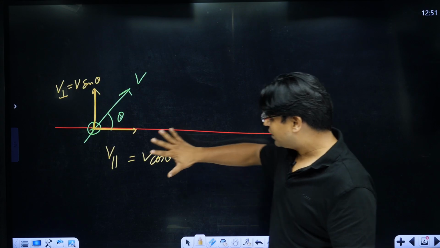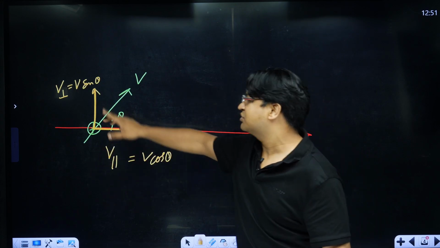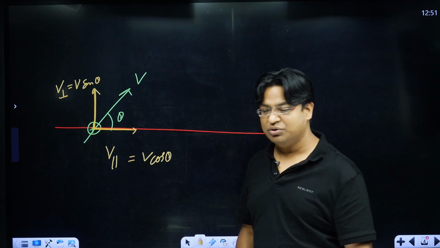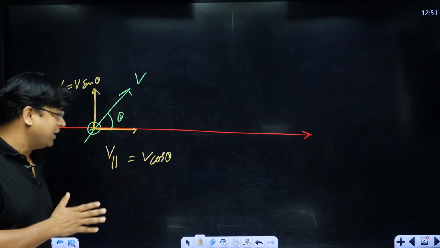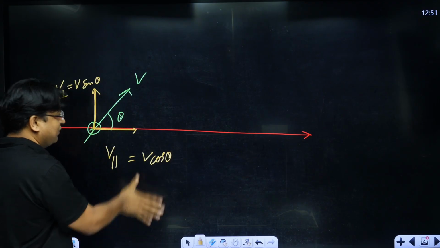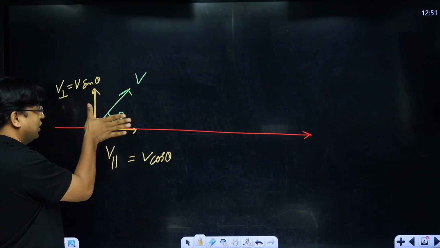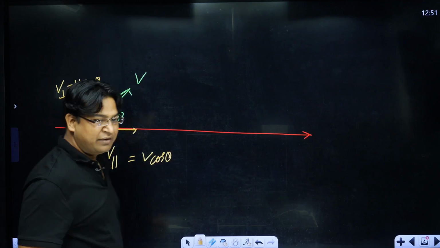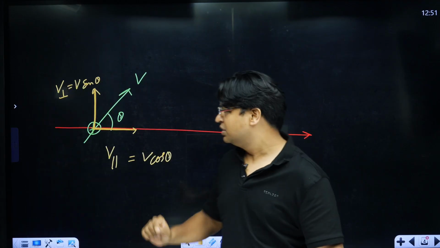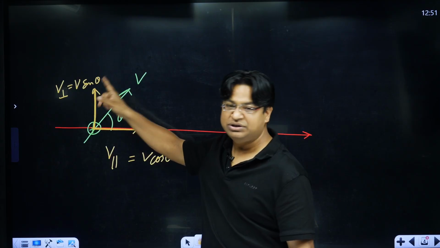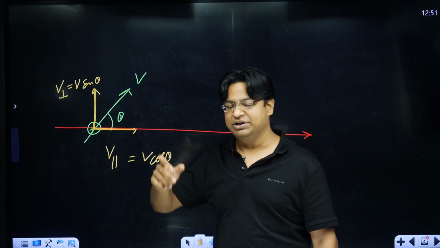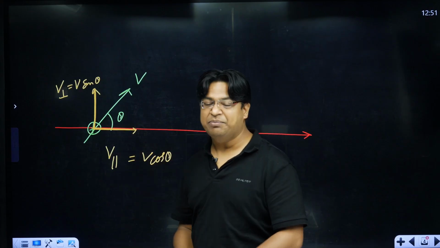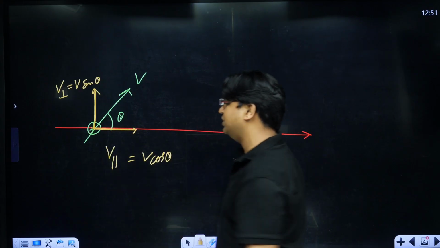Now suppose this is not there, and only this component is present, then what would happen? You will conclude, I hope, that the magnetic field is in this direction, velocity is in the upward direction, this V perpendicular, so it will experience an inward force, and we know that it has to be circular motion now, because if only this is present, then we are talking about the second case, theta equal to 90 degree.